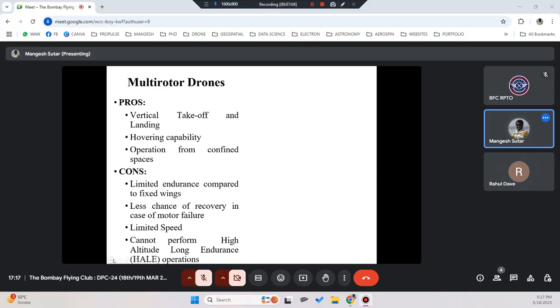Then as I said, limited endurance, because most of the time you will have an electric motor, so it will have limited speed compared to fixed wing. It cannot perform high altitude long endurance HALE operations. That means it cannot go very high. Mostly multicopters in India, whatever is designed, will always be limited to 400 feet, not more than that. It will not fly above 400 feet or something like that.